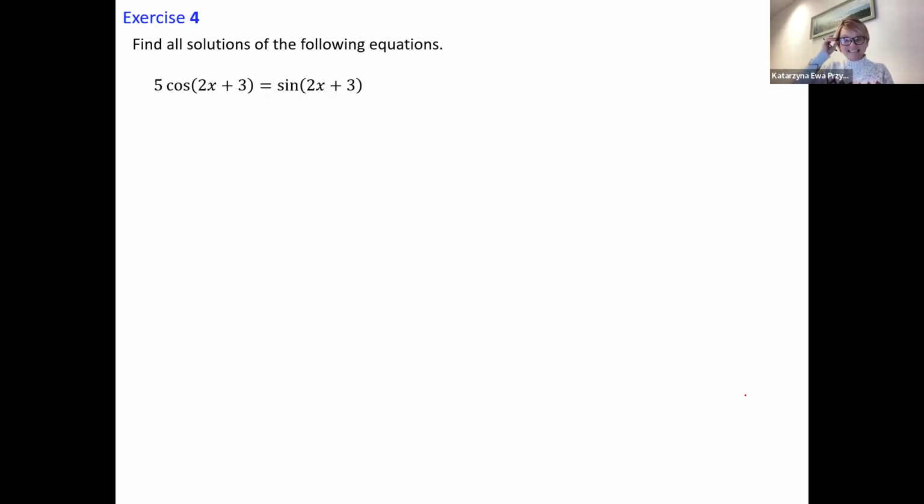Okay, a little bit different. Yes, find all solutions. That means we definitely have to add 2 pi or 2n pi. We will see for this equation. That's a little bit more complicated equation, but not that complicated. 5 times cosine of 2x plus 3 equals sine of 2x plus 3. At least we have the same angle. I can call it 2x plus 3. Maybe I can rewrite as cosine theta and sine theta.